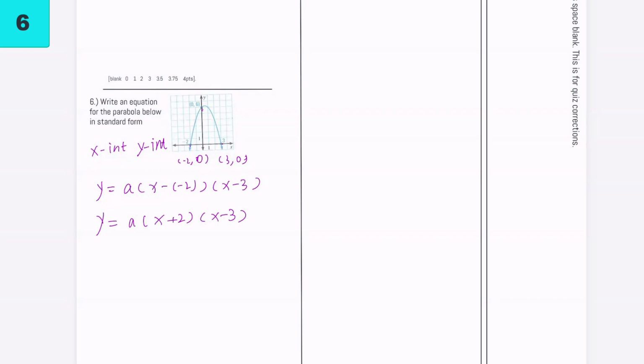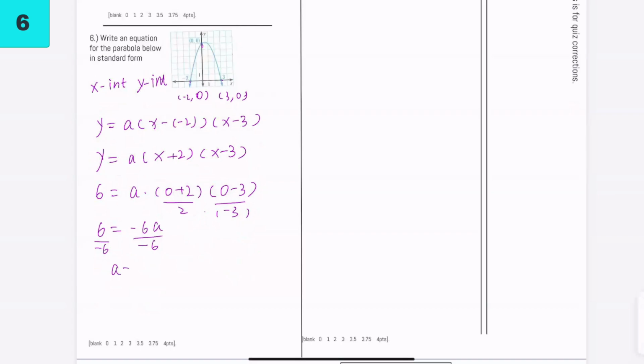So when x is 0, y is 6, right? So 6 is equal to a times (0 + 2) times (0 - 3). So this is a positive 2, this is a negative 3. So positive 2 times negative 3 is negative 6, right? So we get 6 is equal to negative 6a. So we divide by negative 6, and a is actually minus 1.